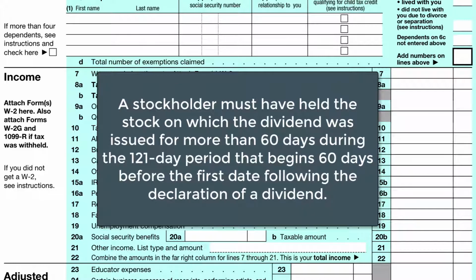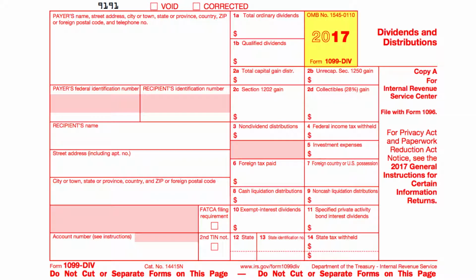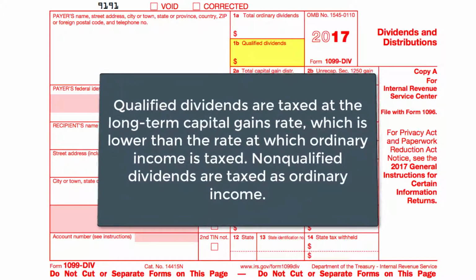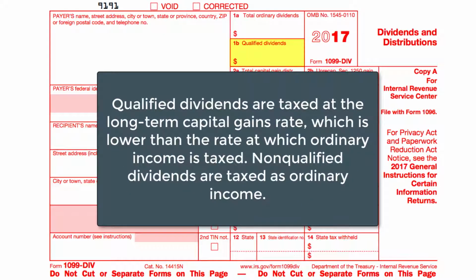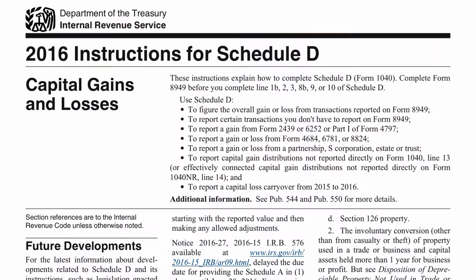Dividends are reported by companies and brokerage firms via a 1099 DIV. This form will also tell you how much of your dividend, if any, was qualified. Qualified dividends are taxed at the long-term capital gains rate, which is lower than the rate at which ordinary income is taxed. Non-qualified dividends, on the other hand, are taxed as ordinary income. Taxpayers who earn qualified dividends must also fill out Schedule D on their income tax returns.